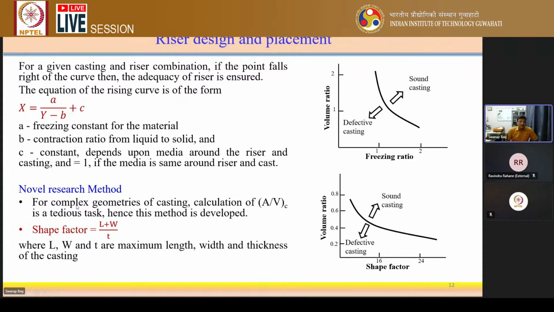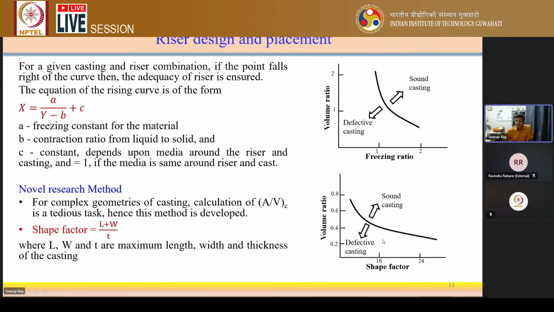There is another method also, a novel research method. In this case also we can calculate A by V for the casting, but A by V for the casting is sometimes difficult. So therefore we can use the shape factor. In this case, the shape factor is decided by the length, width and thickness of the casting. And based on the shape factor and the volume ratio, you can make a boundary of sound casting and defective casting.